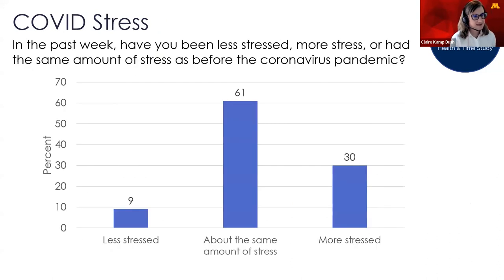Okay. So just an example of some frequencies for a few items, just so you can get an idea of some examples of what we have. In the past week, have you been less stressed, more stressed, or had the same amount of stress as before the coronavirus pandemic? Which is slightly surprising, about 61% of people said they had the same amount of stress, about 30% were more stressed, and about 9% said that they were actually less stressed than before.